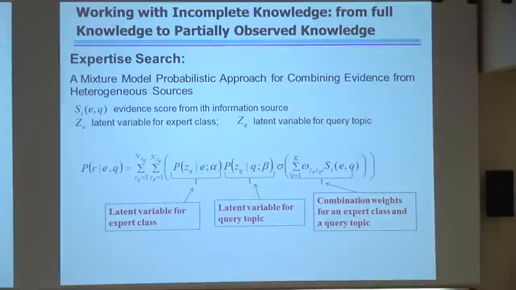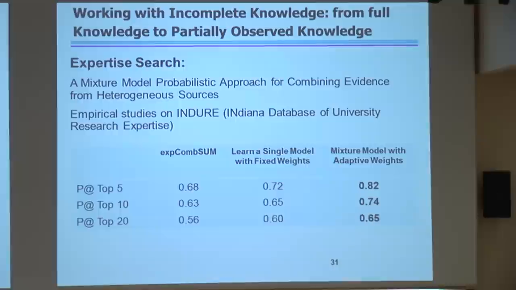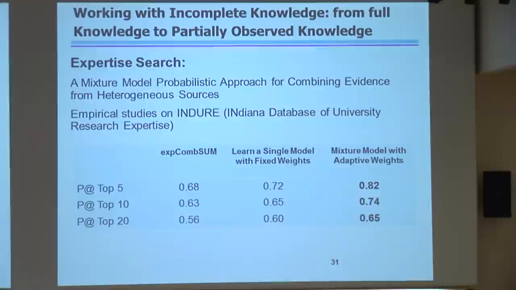We have done some experiments on our new model, on a real-world example for the state of Indiana. We compared a couple of algorithms. One is called compound sum, which is a very popular algorithm in the information retrieval or knowledge management community. The other baseline is single logistic regression, which learns a set of fixed weights. Finally, our mixture model learns adaptive weights for different types of user queries and information needs. This shows the results. The new approach is better.